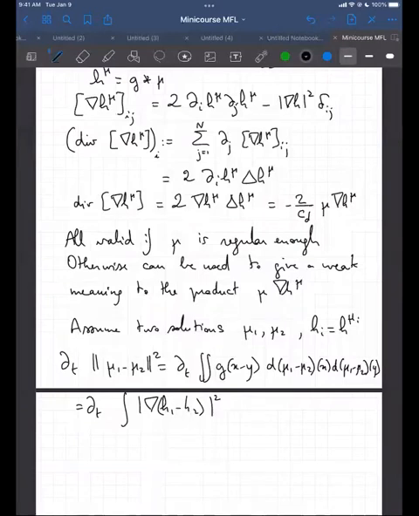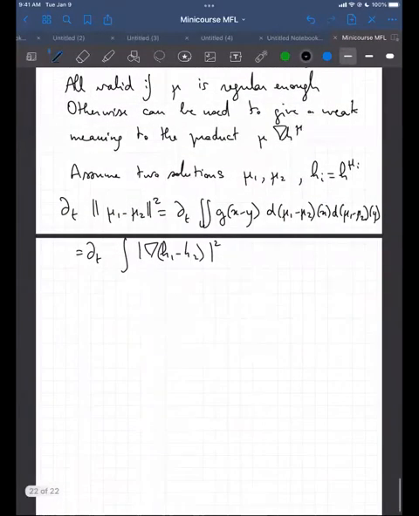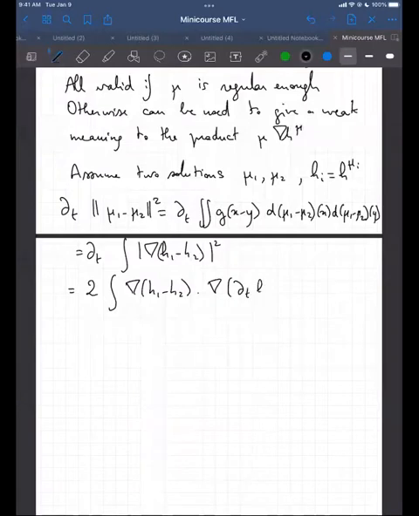And now it becomes easy to differentiate. So let's differentiate. What you're going to find is 2 integral gradient h1 minus h2 dot gradient dt h1 minus dt h2. We can do it in two steps, and maybe it's easier to integrate by parts right away.